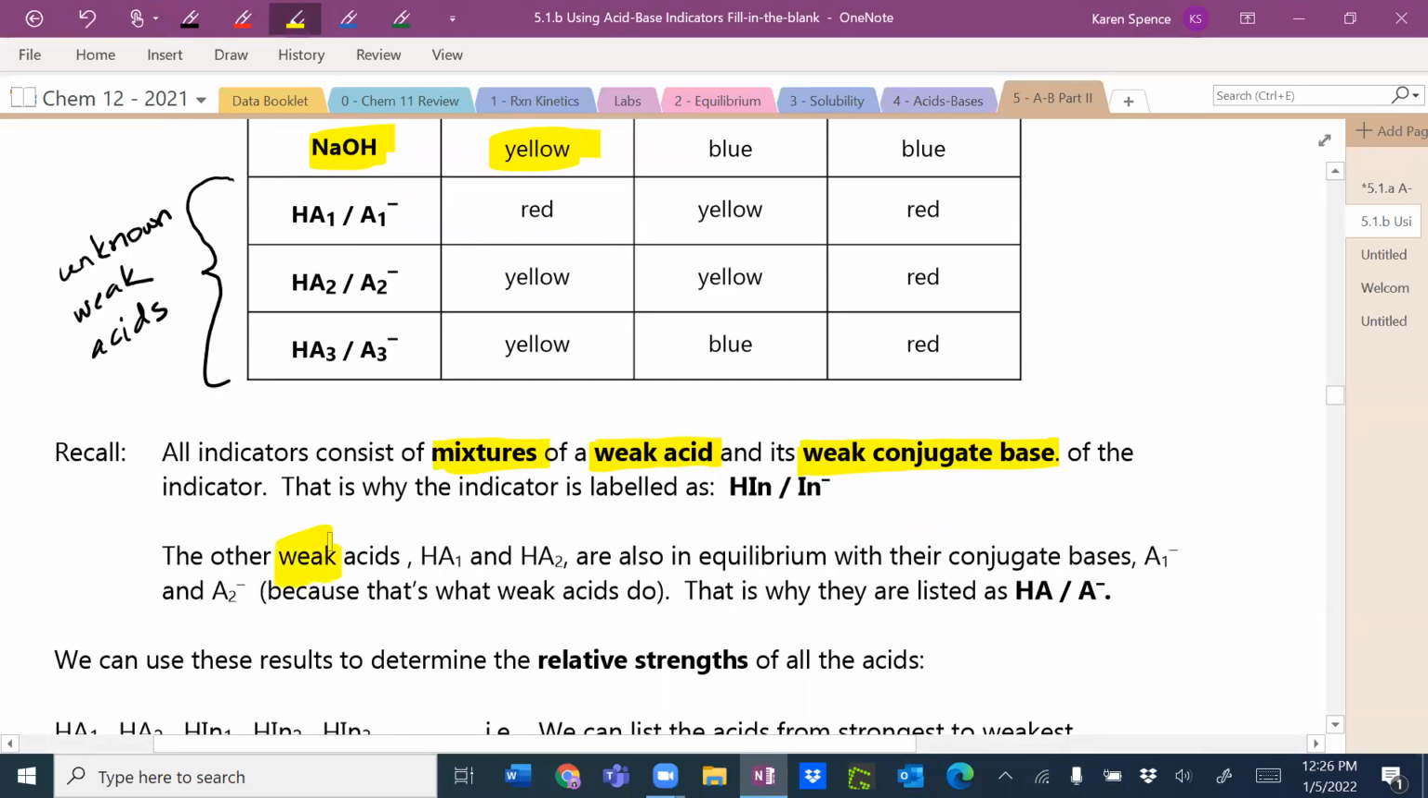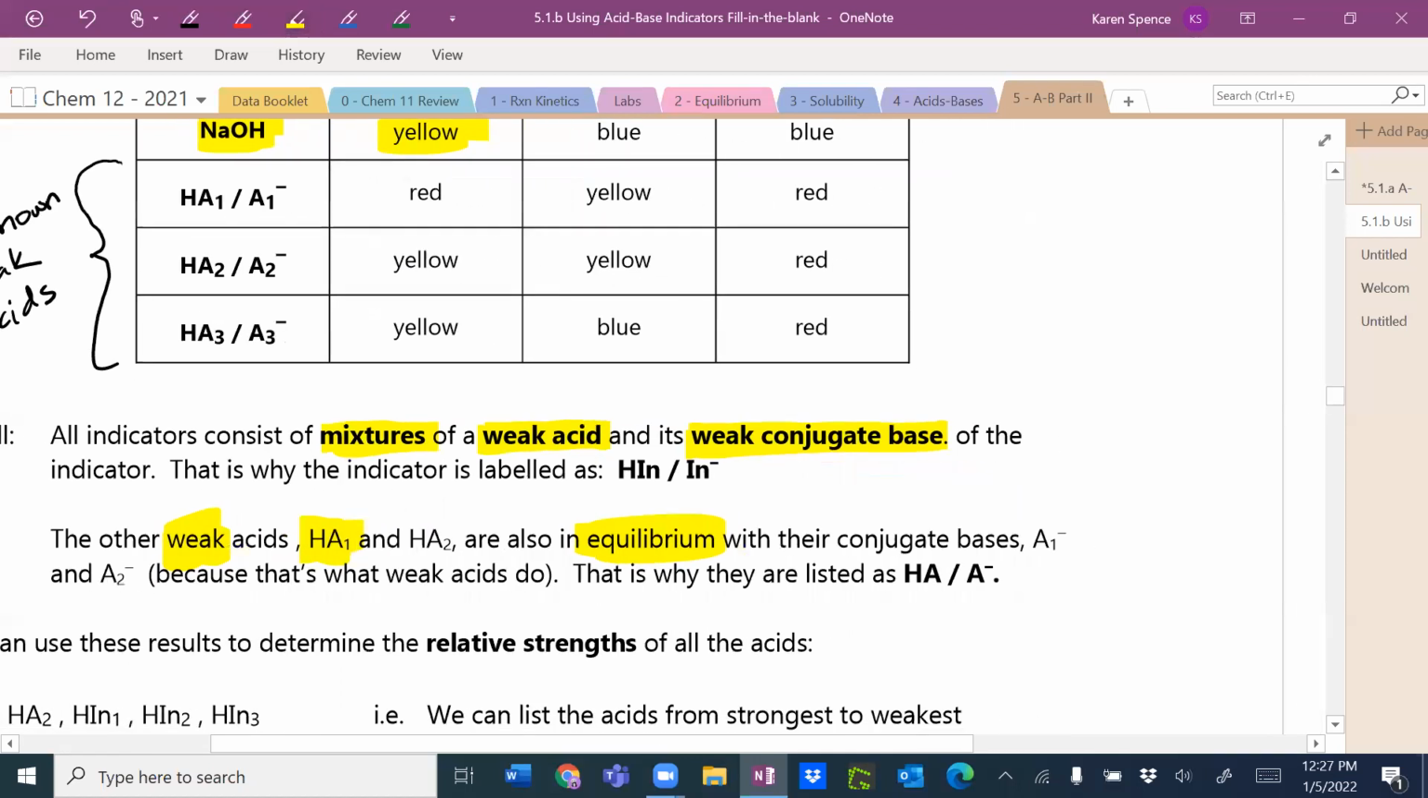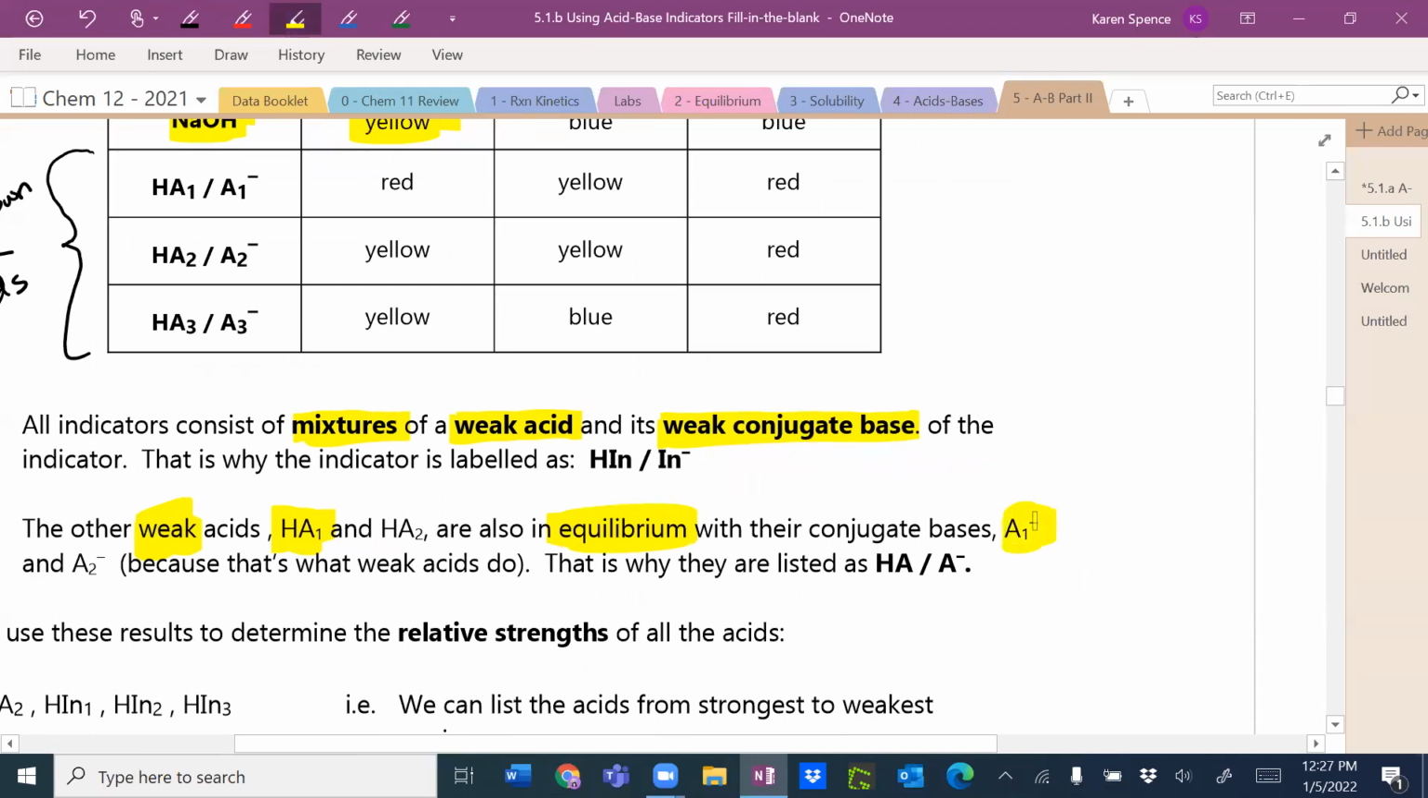And what do weak things do? They form an equilibrium. And what's going to be on the other side of the equilibrium from the acid form? It's going to be the base form. Okay, that's just what weak acids do. So that's why they're listed like they are.